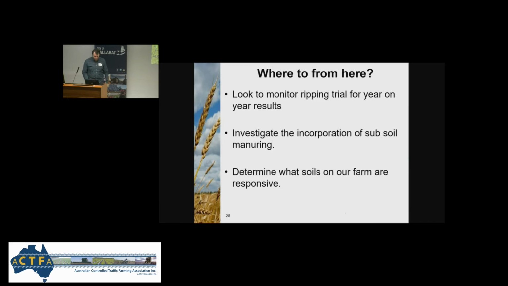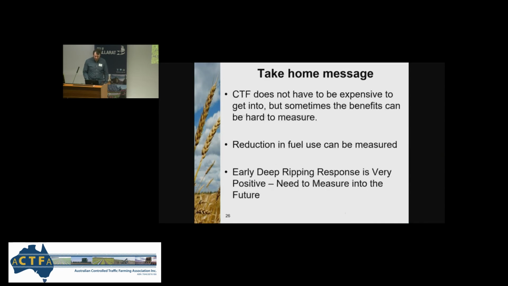And then we've also got to determine what soils are responsive. So where we've actually done our trials, they've been very responsive there. Where else should we be looking? So we'll look to quantify a bit more of that. So we've got more ripping planned for this year, but not on a large scale. We're just still trying to quantify the benefits.